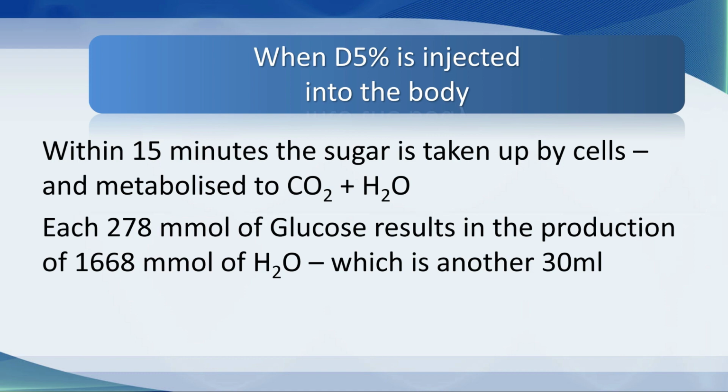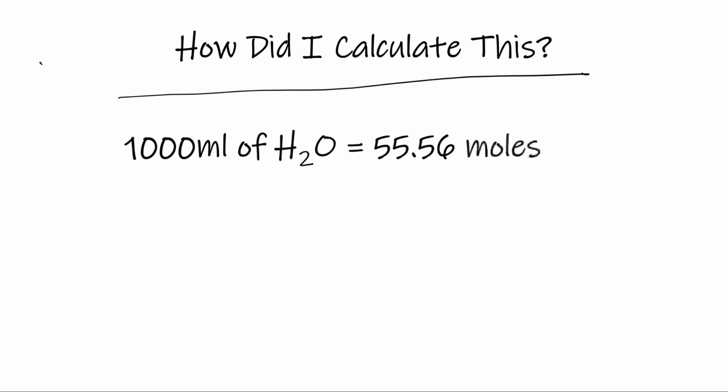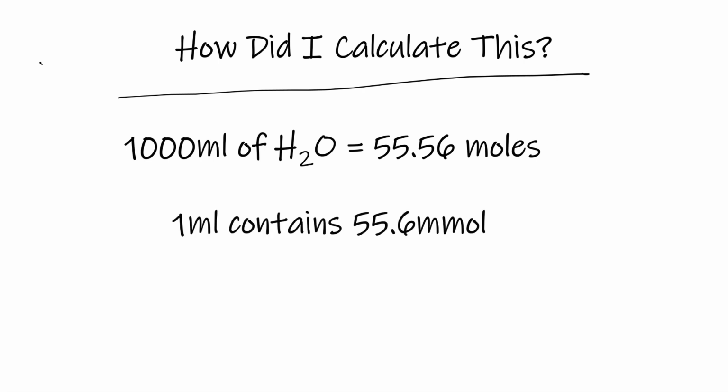Whoa! How did I calculate this? 1,000 mils of water, as we've already discovered, contains 55.56 moles. 1 mil contains 55.6 millimoles. 1,668 divided by 55.6 equals 30 mils.